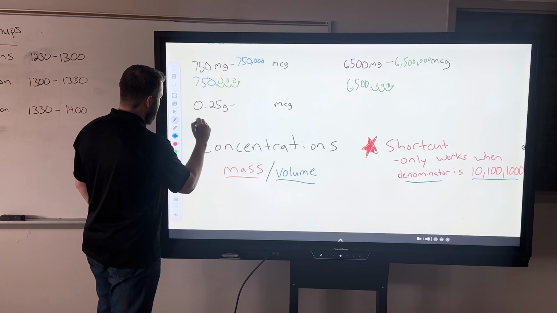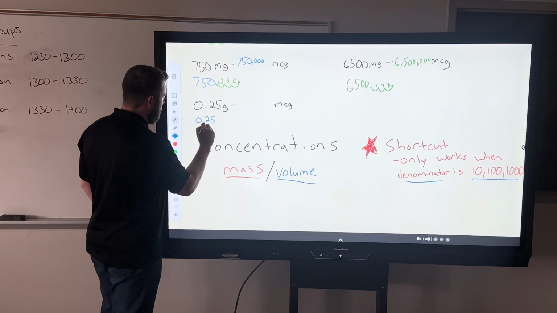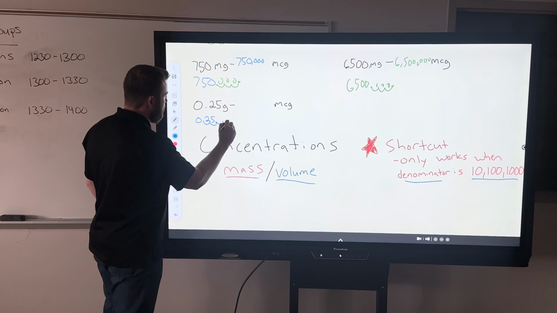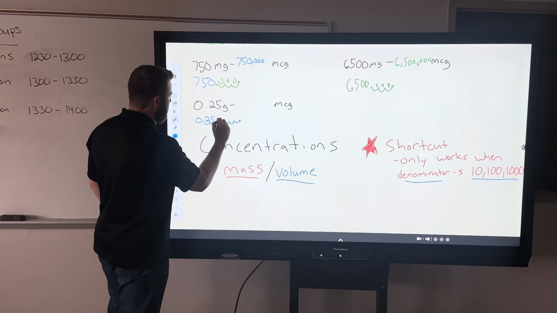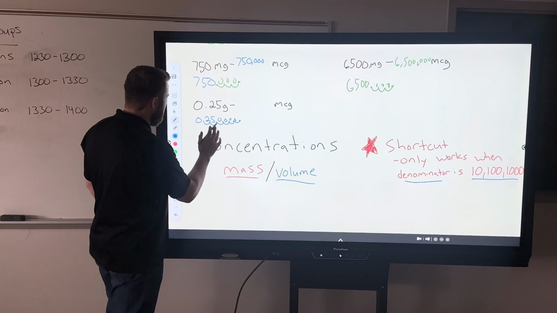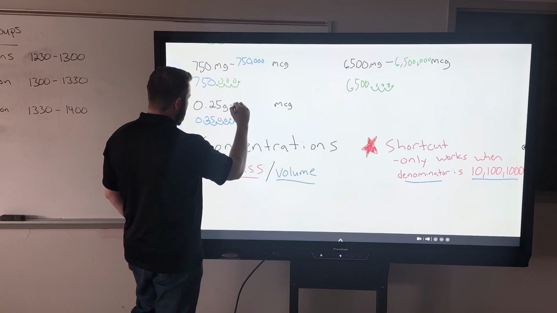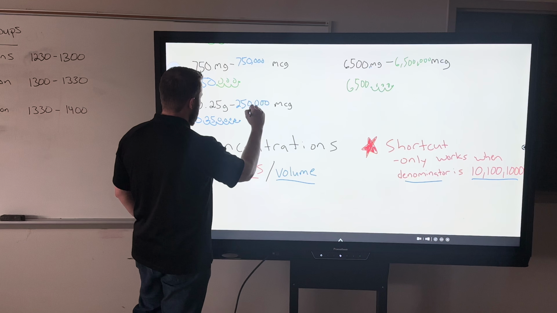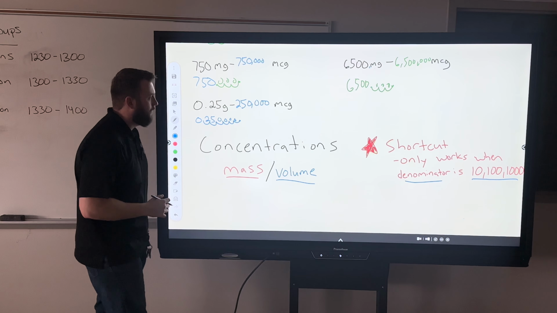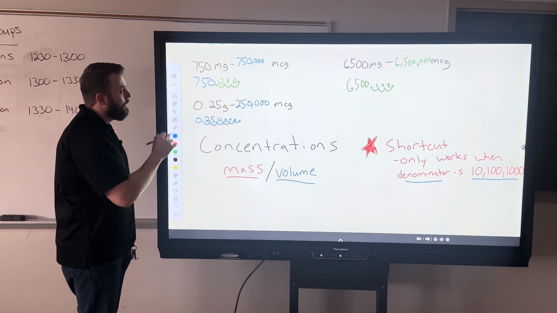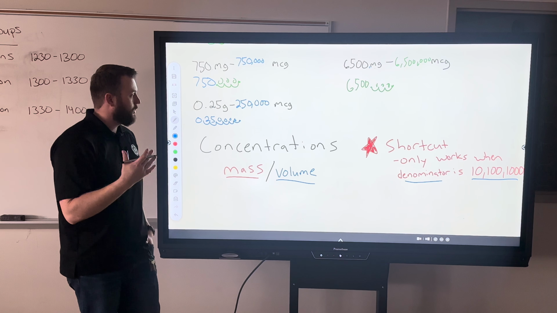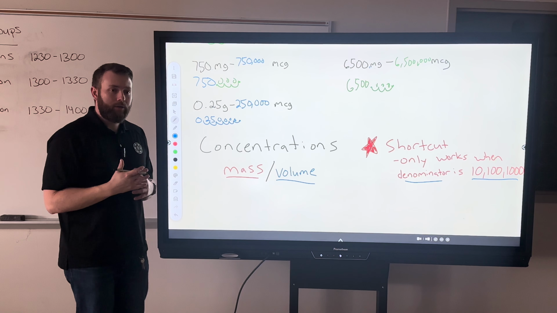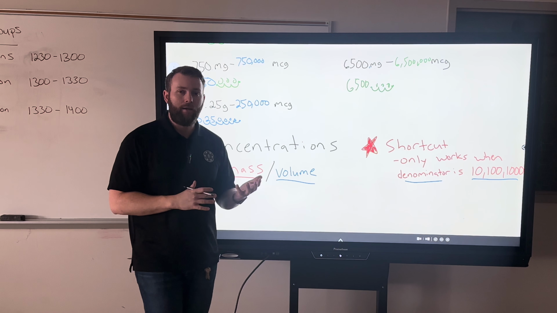So if I write it here, 1, 2, 3, 4, 5, 6, fill in my zeros, I'm left with an answer of 250,000 micrograms. This is going to be essential because sometimes you're going to have medications where the desired dose isn't the way that it comes packaged.